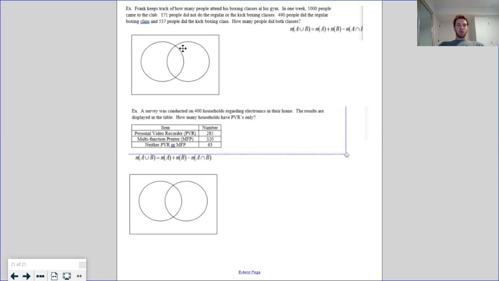Okay. So pay attention when you're doing this. How many total people are there? How many didn't do anything? How many are in each circle? Remember, they're not saying 490 people only did boxing. They're just telling you how many people were at boxing.